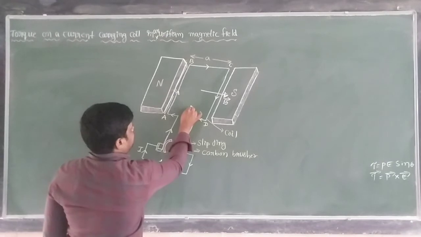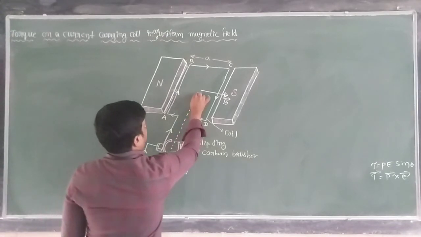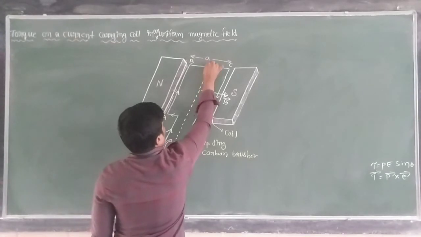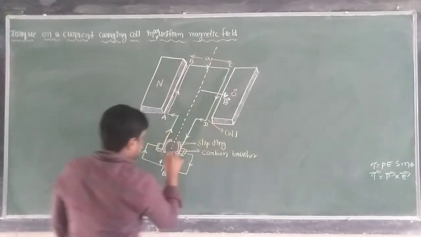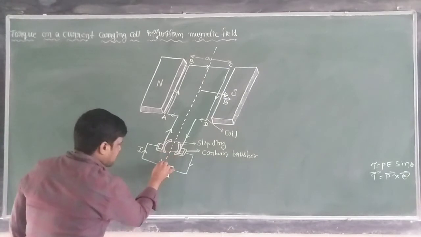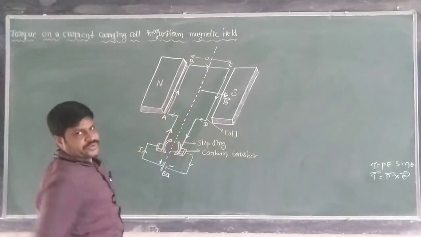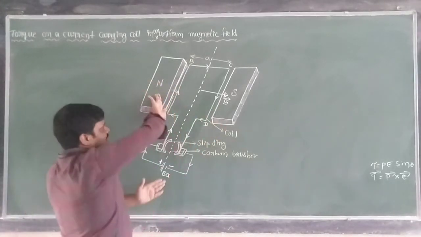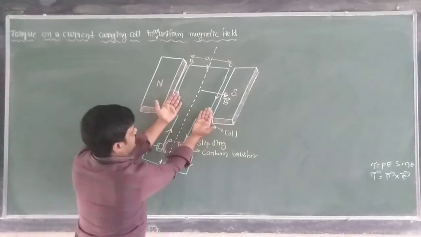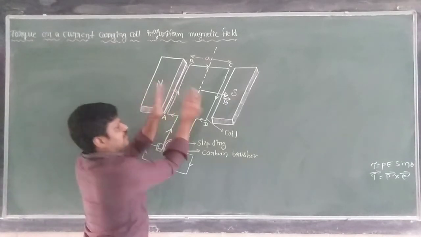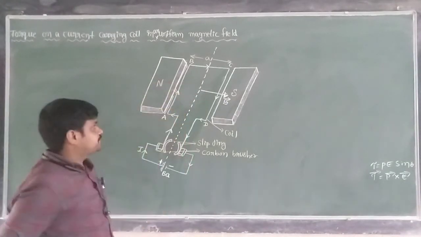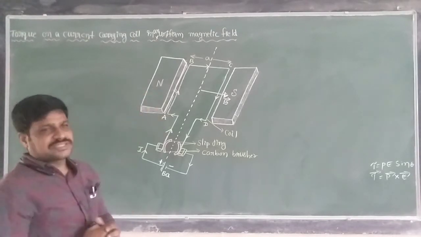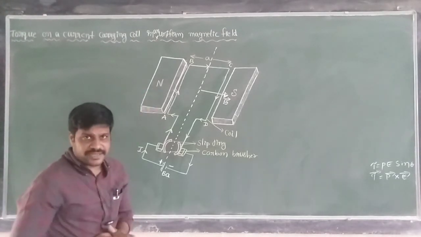Now, the dotted lines which I have shown are nothing but the axis of rotation. About this axis of rotation, the coil is going to rotate. That means the coil is going to rotate either like this or like this. Now, very first, see, here north and south poles are providing uniform magnetic field.